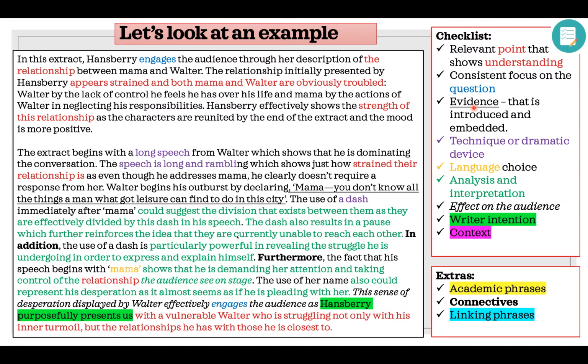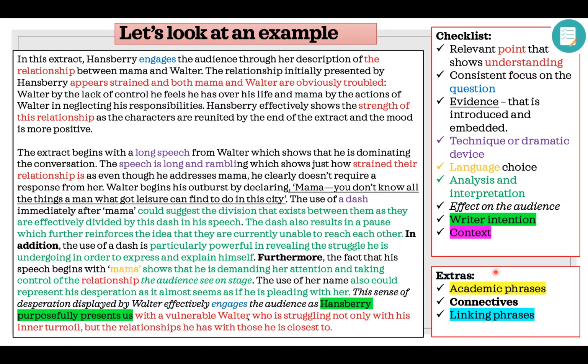Evidence, so we're going to underline the evidence here just so you can see where it is. Technique or dramatic device is going to be in purple. Any comment on language is going to be in yellow, and any analysis and interpretation is going to be in green. You can probably already see there's an awful lot of green, which just goes to show how much you should be saying about the evidence that you choose. Effect on the audience is going to be in italics, and writer intention and context are going to be highlighted in these different colours.